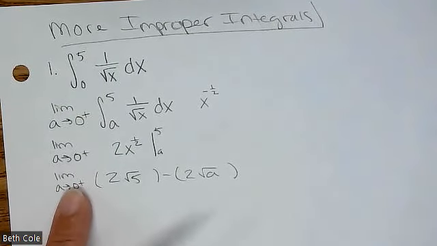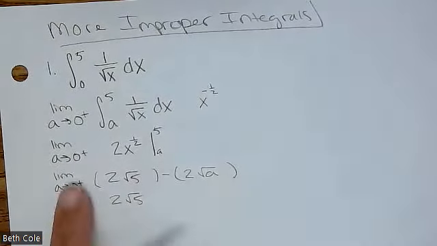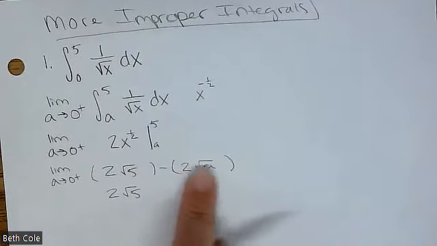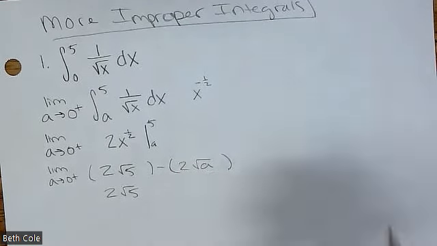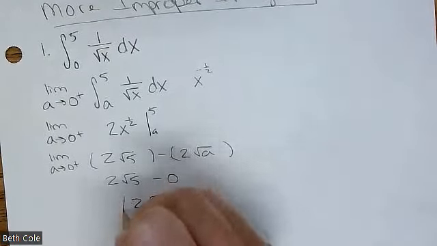Yeah, evaluate the limit. So the limit as A goes to 0. Well, this first part doesn't have an A in it, so that's just 2 square root of 5. As A goes to 0, this goes to 0. And so your answer is just 2 square root of 5.